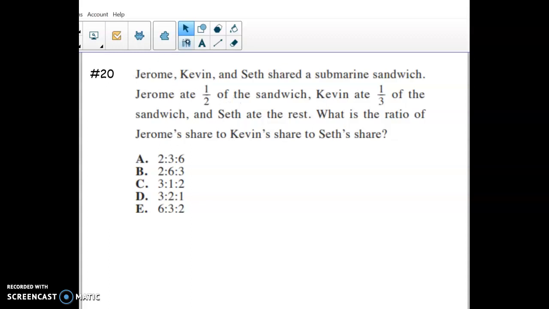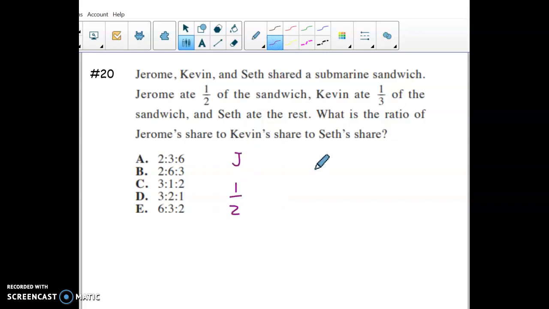Okay, so this is a fraction question, eating a submarine sandwich here. And I think a really good strategy here is to do a common denominator. So Jerome ate half the sandwich, and then Kevin ate a third, and then Seth ate whatever is the remaining part. So if we do a common denominator for 1/2 and 1/3, it would be 6.